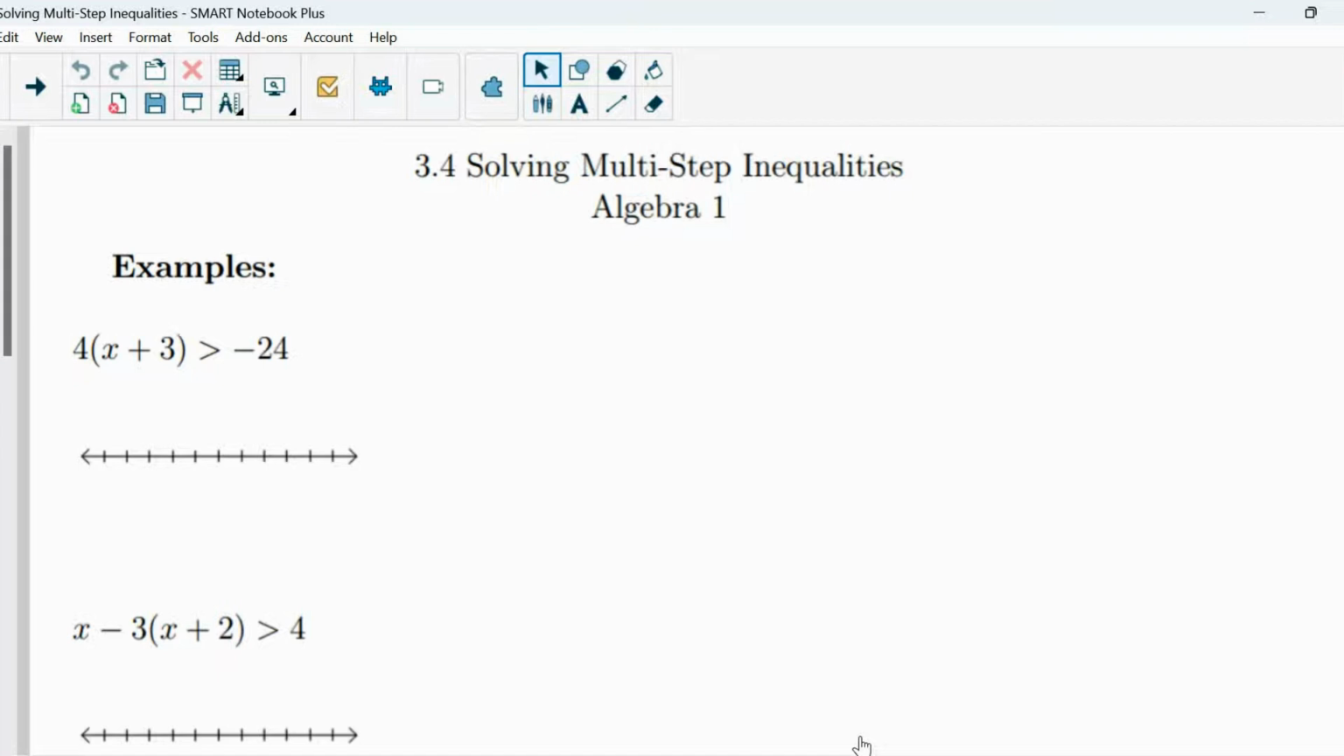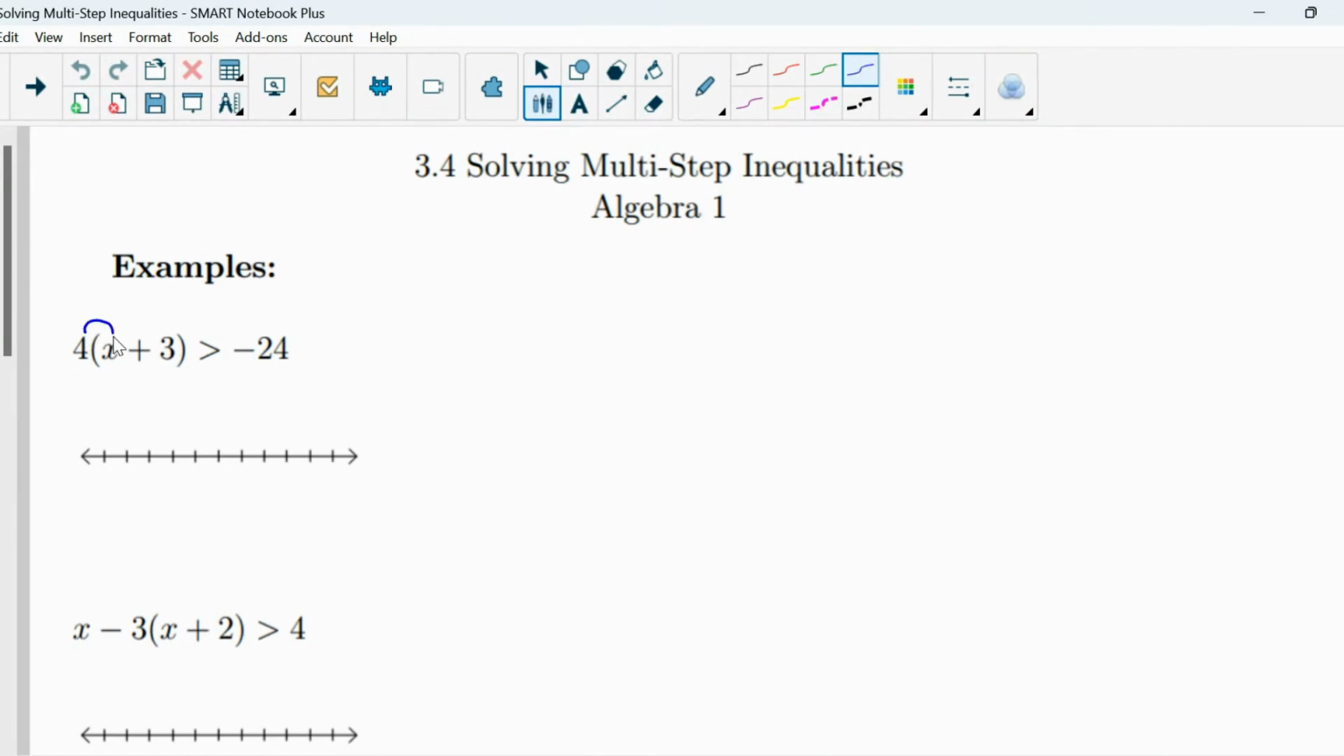We will be solving multi-step inequalities. This is where we will keep using our addition, subtraction, multiplication, and division skills, although now we will be adding steps like distribution. So for our first example here, we have 4 times, parentheses, x plus 3 is greater than negative 24.